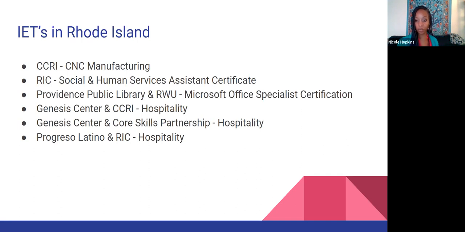Got a question, so I'll pause there. Can a program be IET and not RIBEST? Absolutely, yep, absolutely. RIBEST is an IET model. It is not the only IET. And the IET model is defined by that federal definition that we saw at the very beginning. It needs to contain all three of those bolded pieces that we talked about. So RIBEST is not the only way to do it. There are lots of different ways to do it as long as it has all of the components listed in the definition. Great question.